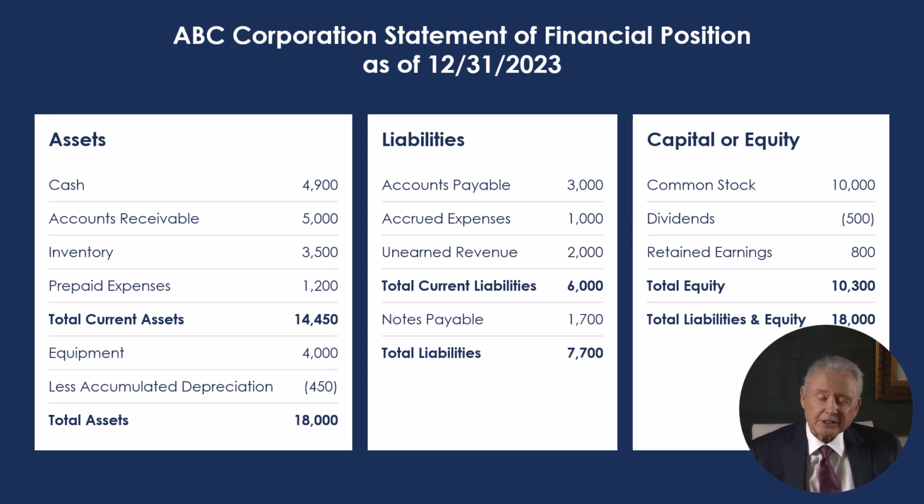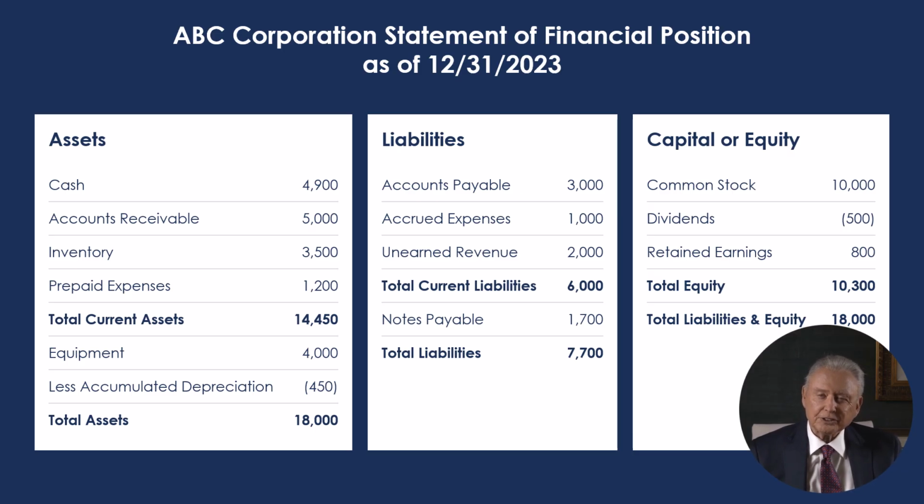From the trial balance, we take the account balances and develop the statement of financial position. The company's cash is $4,900. Current assets are $14,450. Equipment is $4,000, less accumulated depreciation, $450, the contra asset or valuation account. Total assets are $18,000. Current liabilities are $6,000.